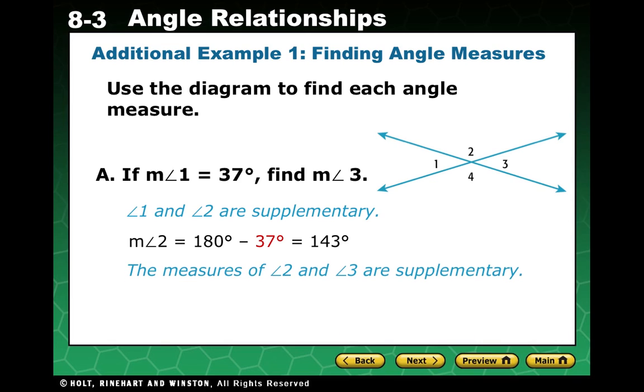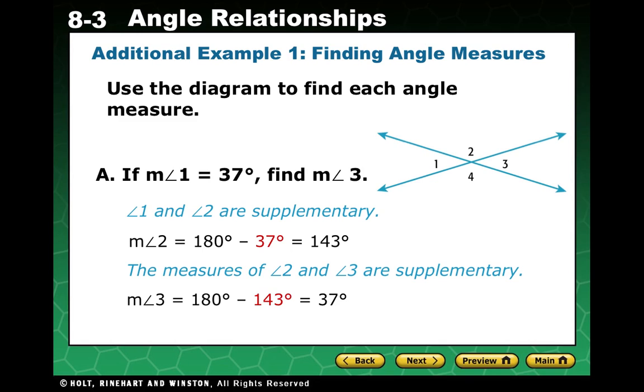We also know that angle 2 and angle 3 are supplementary. If you add those two together, you'll get 180 degrees. So if angle 2 is 143 degrees, plus angle 3 should give us 180 degrees. This means that angle 3 is also 37 degrees. This is true for any two lines that cross like this.